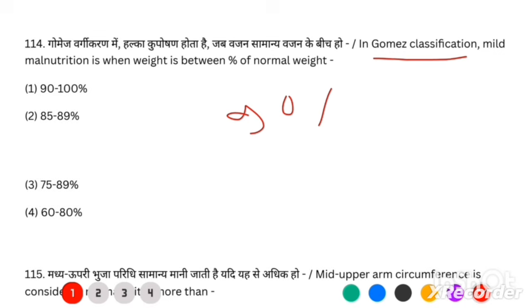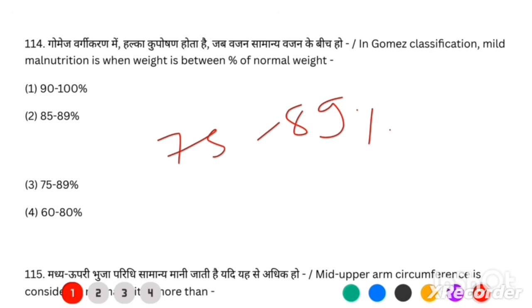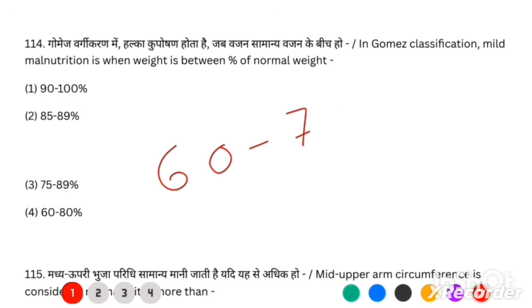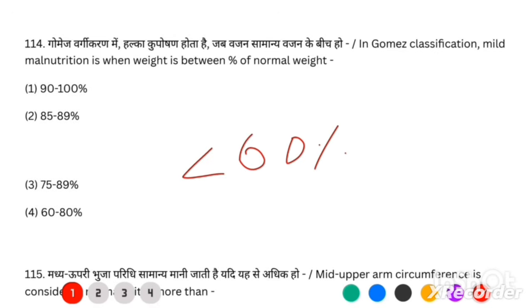Above 90% is considered normal, and 75 to 89% is considered mild and comes under grade 1 category, 60 to 74% is considered moderate and comes under second grade category, and less than 60% is considered severe and comes under grade 3 category. So the correct answer is 75 to 89%.